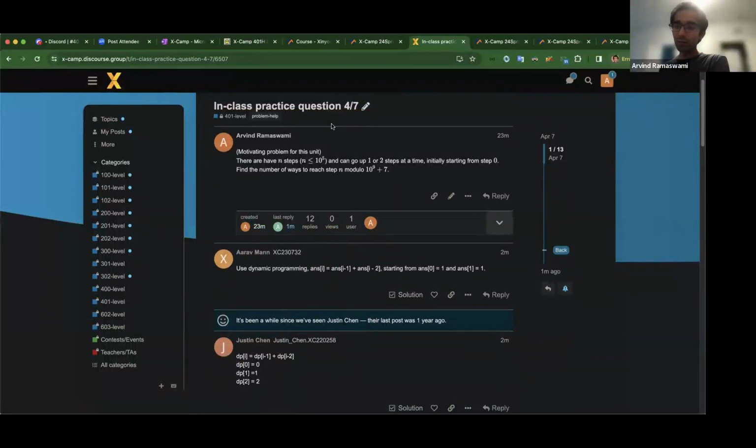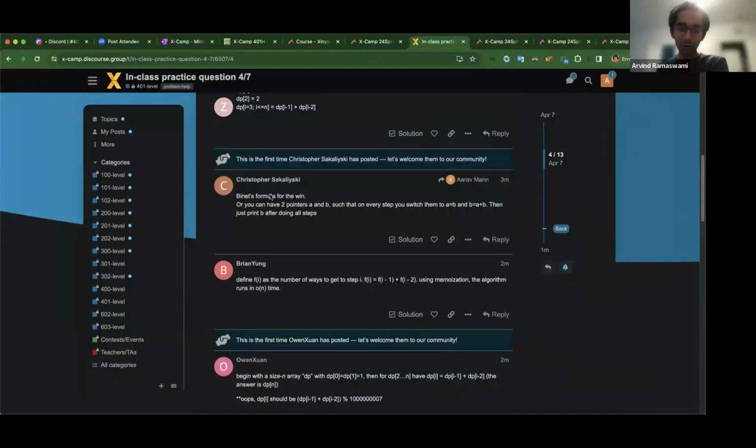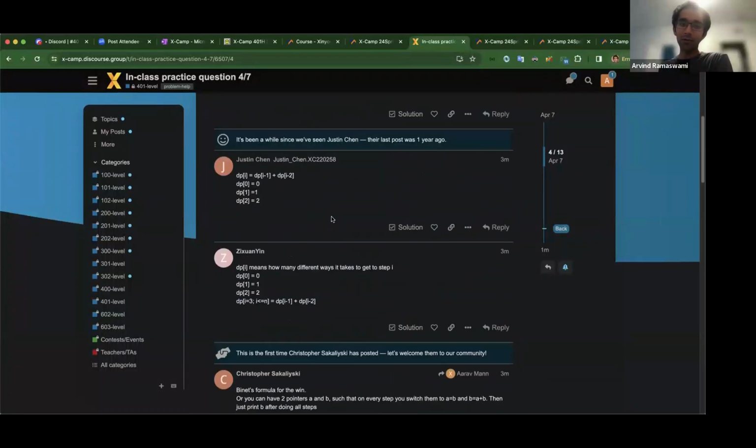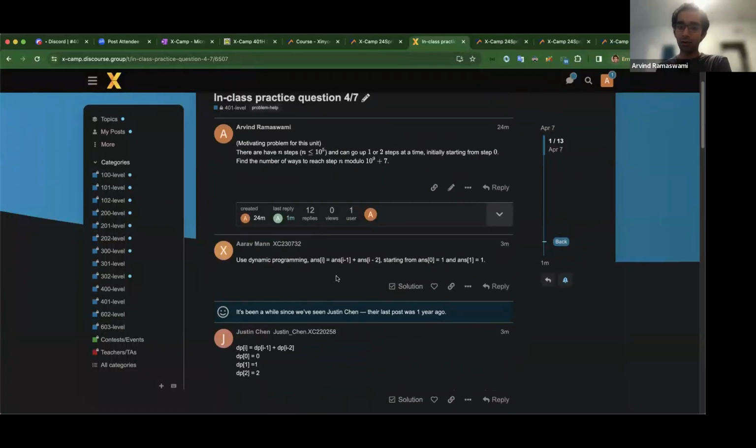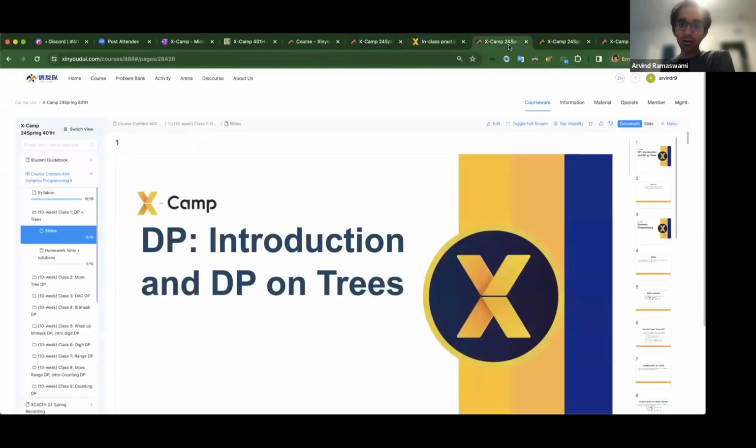So this is a motivating problem for this unit. Today we'll talk about DP, and we'll be going over some problems related to tree dynamic programming. Any questions before we go over the content? You can also use Binet's formula. I think it's some way of expressing the Fibonacci number in terms of some powers of some square root plus something. But for n equals 10 to the 5, it's sufficient to just use dynamic programming. Cool. So we'll get started.